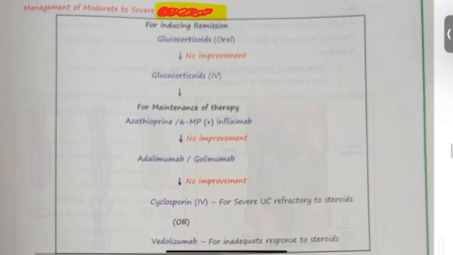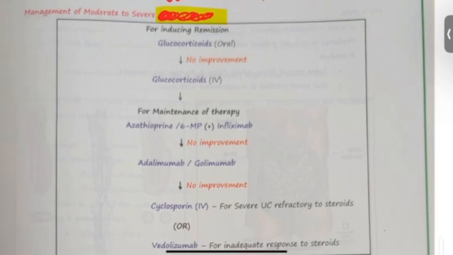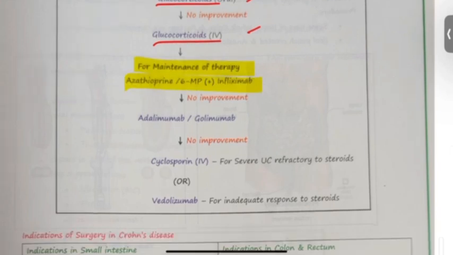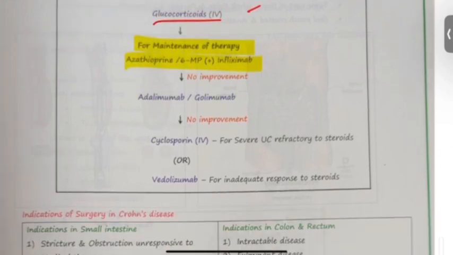Okay, management of moderate to severe ulcerative colitis. First, inducing remission. So to induce remission we'll go for glucocorticoids, oral or glucocorticoids IV. Because it is moderate to severe, we'll go for oral or IV. Next, to maintain, we can use azathioprine, 6-mercaptopurine or infliximab. If this doesn't work, then go for, obviously, anti-TNF.